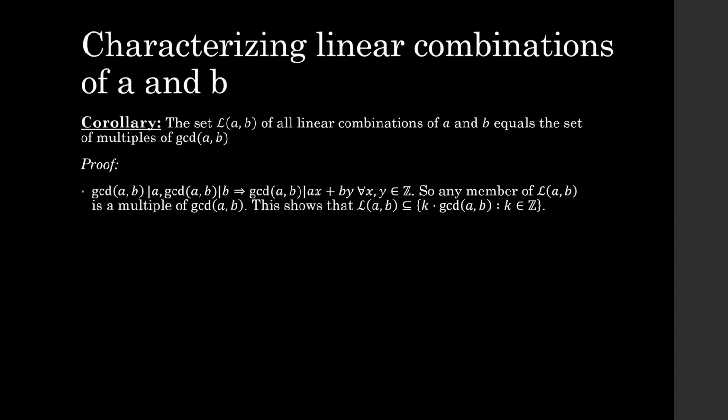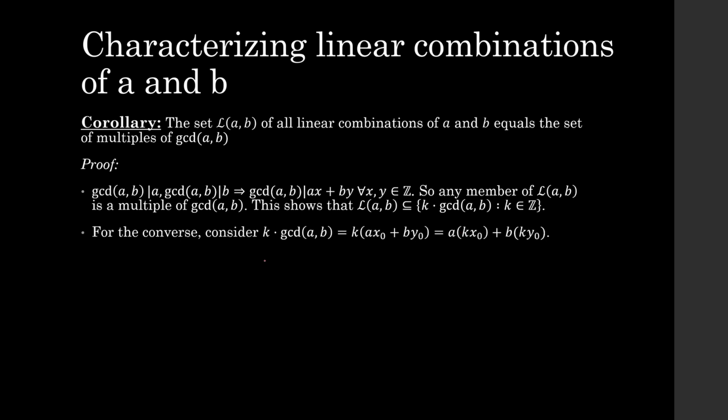So that implies, again, by the linearity property, that it divides AX plus BY for all X and Y belonging to Z. This upside down A here means for all, so I take any value of X and Y, and this statement here is true. So any member of the linear combinations of A and B is going to be a multiple of the greatest common divisor, right? Because it divides all of these, and these are all members of the linear combinations of A and B. So that means that they're all multiples of the greatest common divisor of A and B by this division here. So this shows that the linear combinations of A and B are a subset of the multiples of the greatest common divisor of A and B.